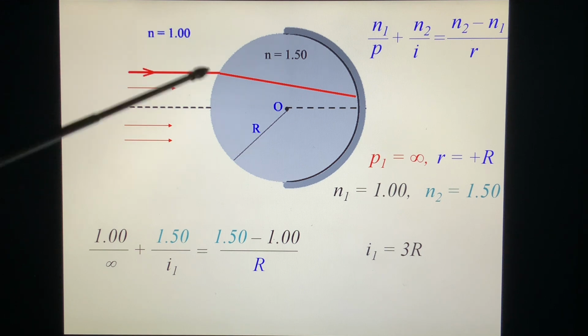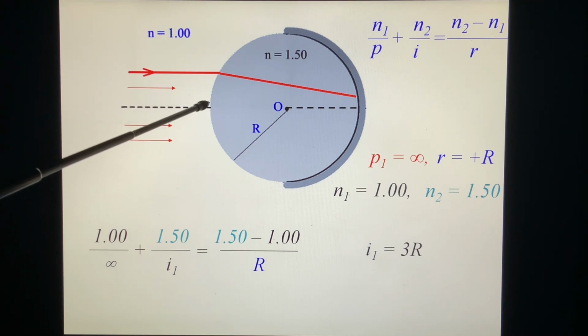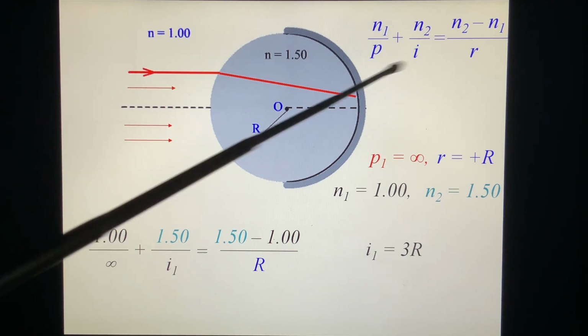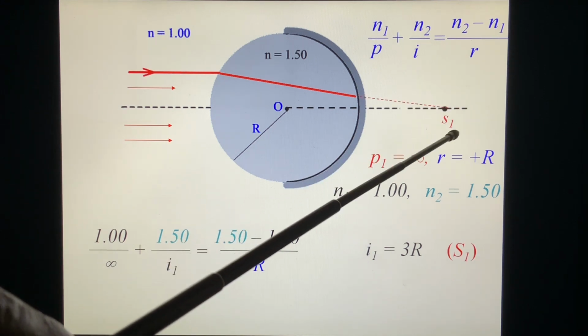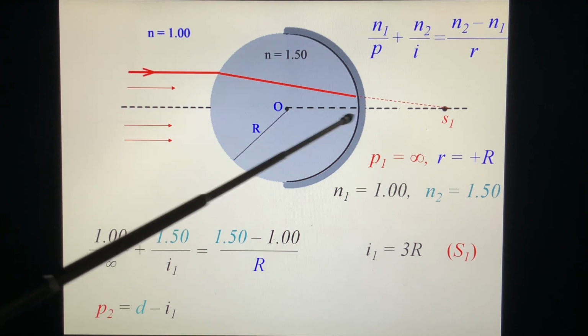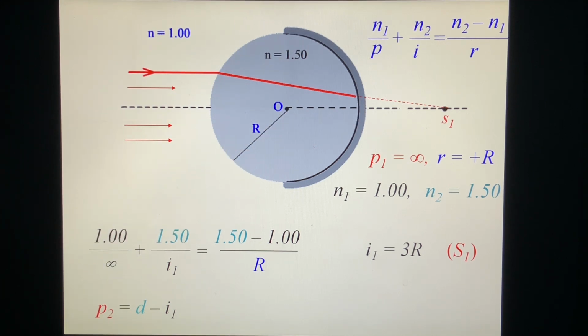Where is it? This is the reference point, the refracting surface center. 3R positive is the real side, so 1R, 2R, 3R, it is here. This is S1, and then it is reflected by the mirror. Now we use the formula: P2 equals D minus I1. D is the distance from the reference point to the mirror, so D is 2R, minus I1, 3R. So P2 is minus R.